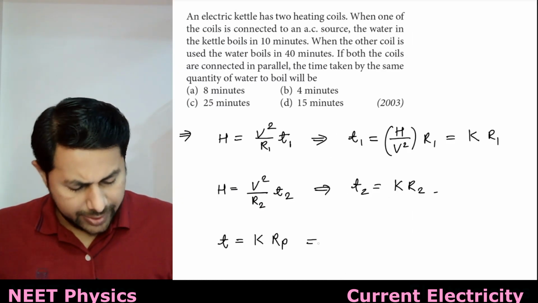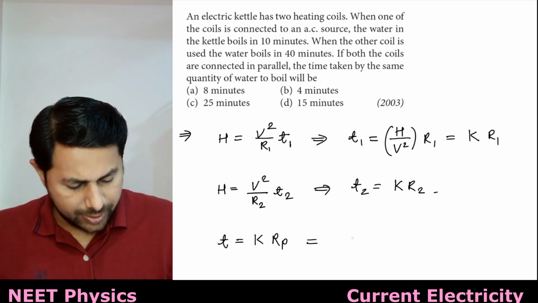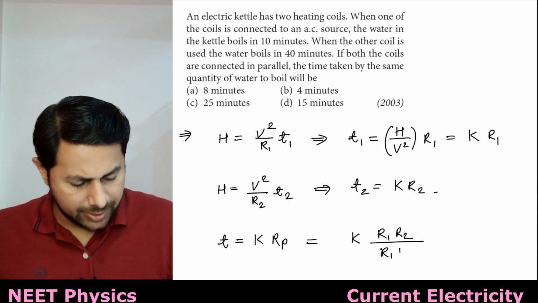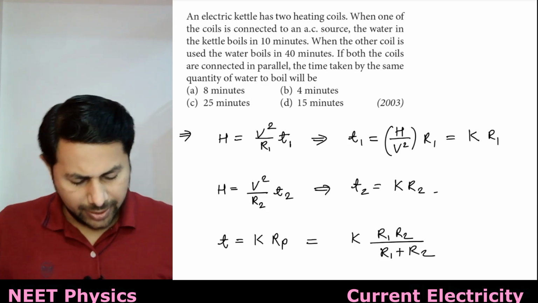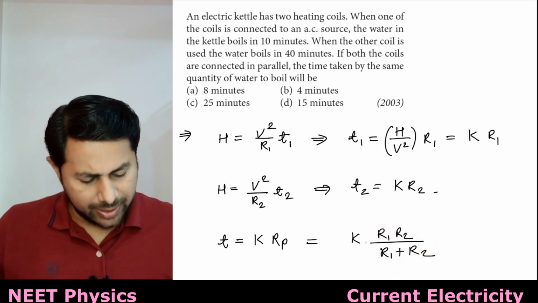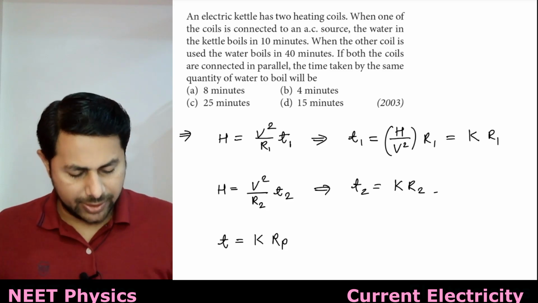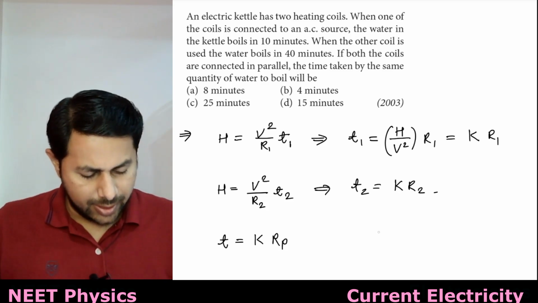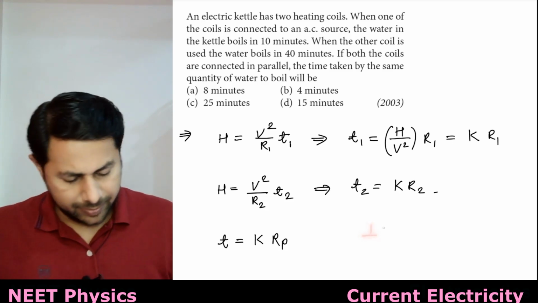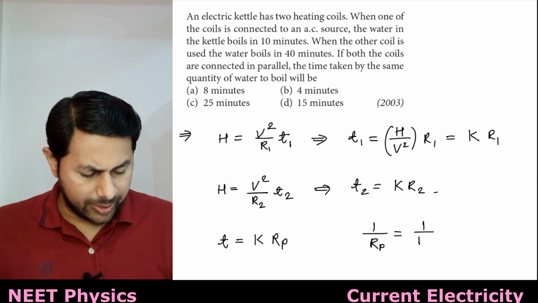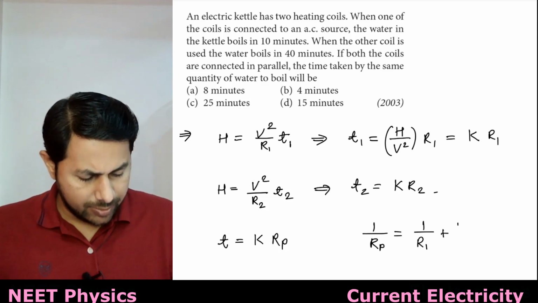Okay, so you get T is equal to K times R1 R2 upon R1 plus R2, right? But we want to compare the time, not the resistance. We don't have resistance, right? So what we can do here is we know that 1 by Rp is equal to 1 by R1 plus 1 by R2.